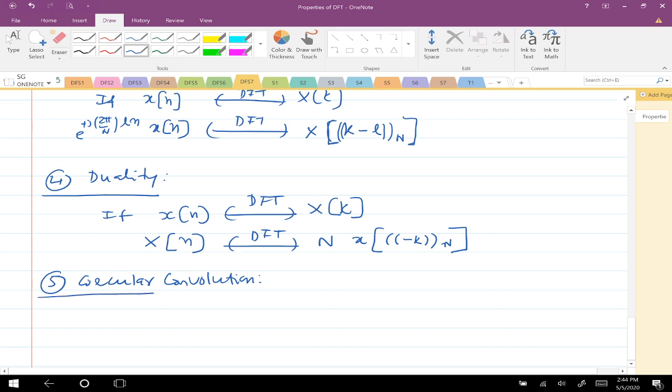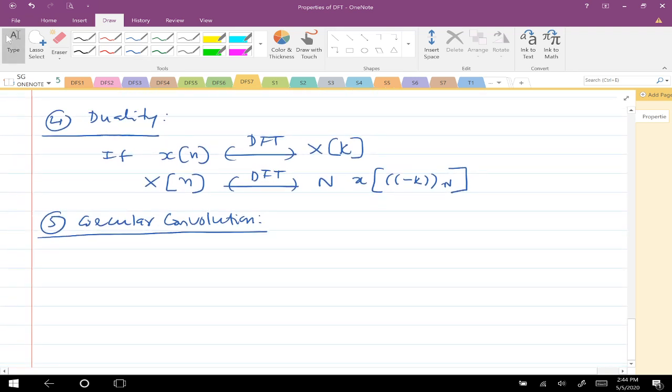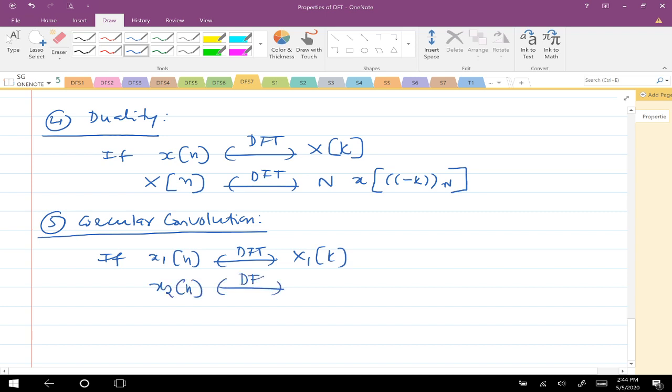Yet another convolution you are looking at here. What were the other two we have already discussed? One is linear convolution, another was periodic convolution for DFS, and when it comes to DFT, the kind of convolution you get here is going to be referred to as circular convolution. So here again you assume that for x1 of n, the DFT is x1 of k, and x2 of n, the DFT is x2 of k.